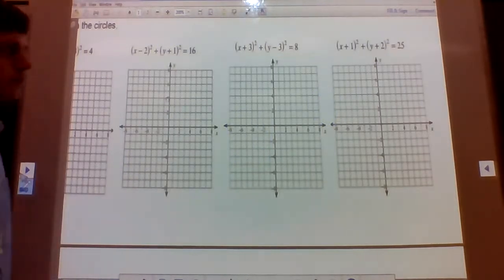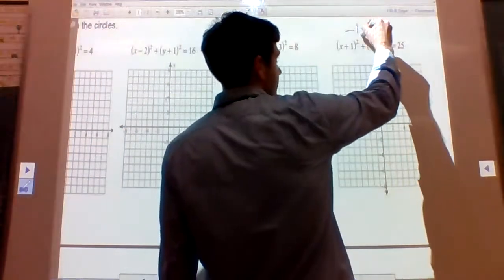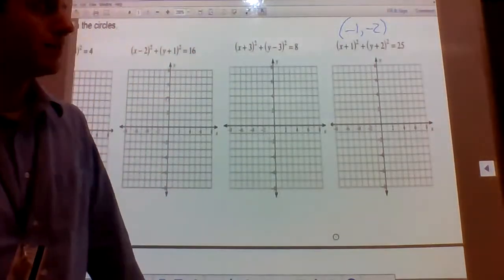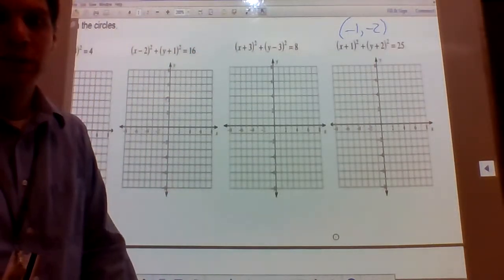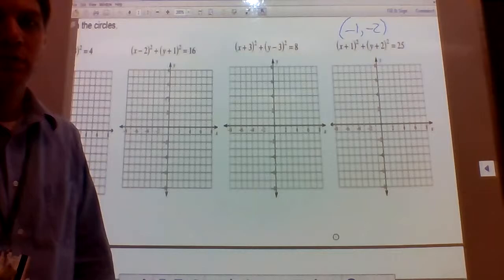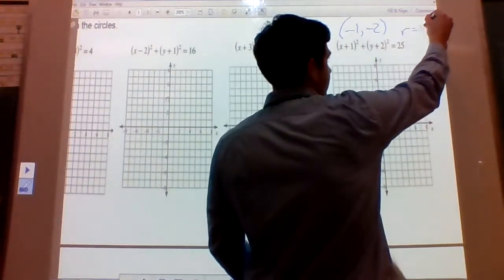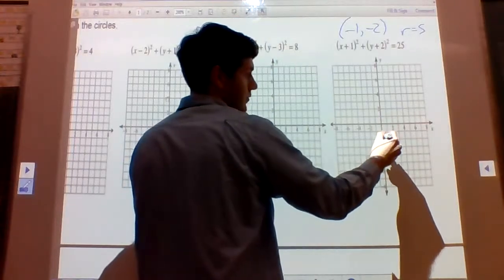Okay, the fourth one, the center is -1, -2. So it's x minus a -1 and y minus a -2. So h is -1, k is -2. Radius is the square root of 25, which is 5. So center is -1, -2.